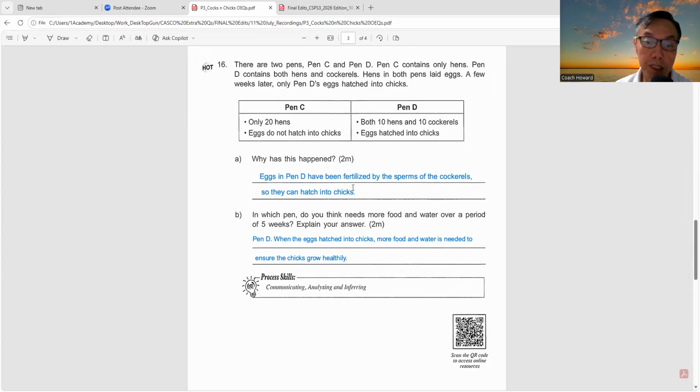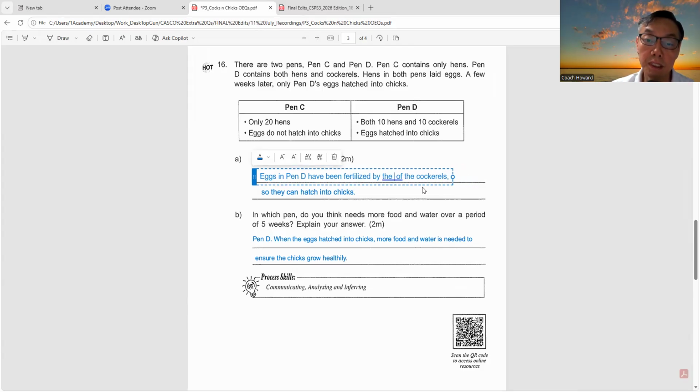So the student should answer by saying that eggs in pen D have been fertilized by the sperm of the cockerels so they can hatch into chicks. Or they can even make it simpler without using the word sperm. They just say that the eggs in pen D have been fertilized by the cockerels. So the word sperm is actually optional for this answer. You can use the word sperm or you can remove it.